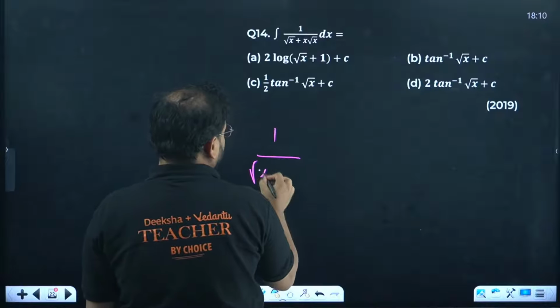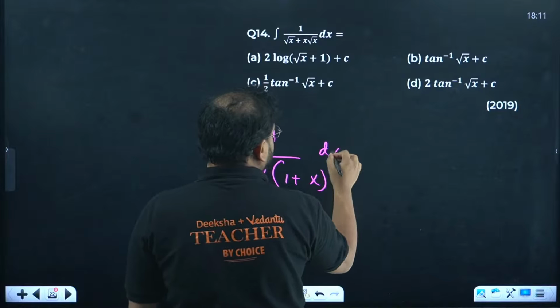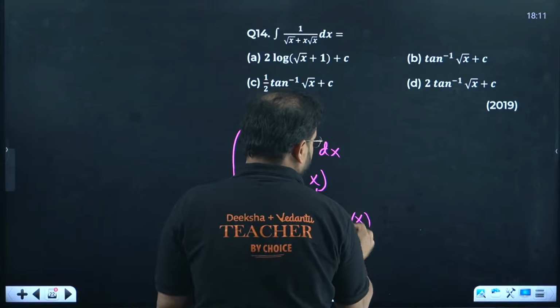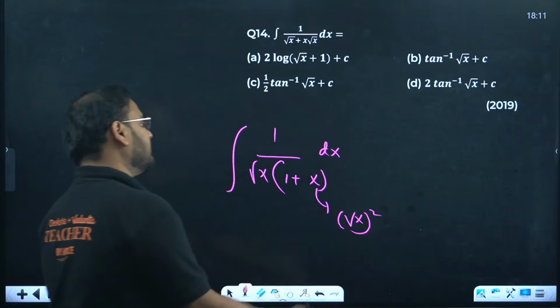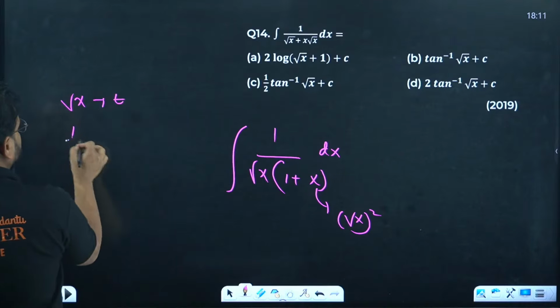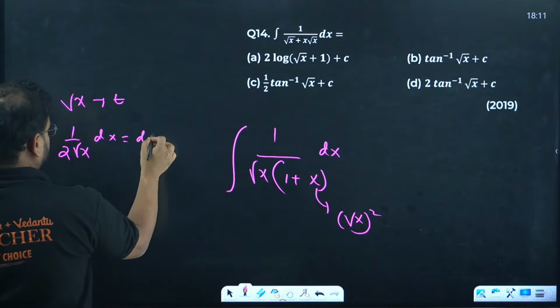So 14th one, easy question. Take your root x common. We'll have over here 1 plus x. Right. Write this x as root x the whole square. Okay. And then you take simply this root x as t. You'll have the answer as 1 by 2 root x dx as dt.